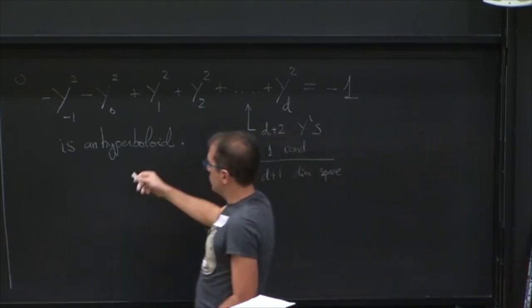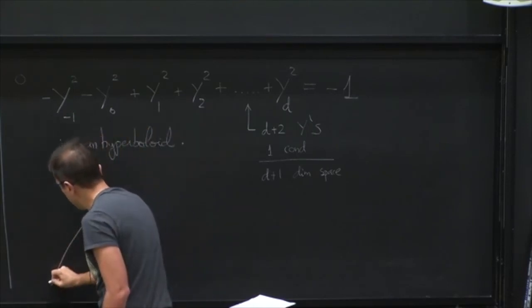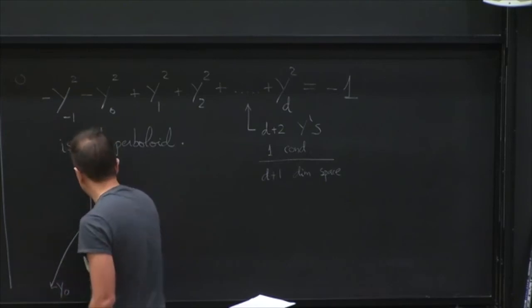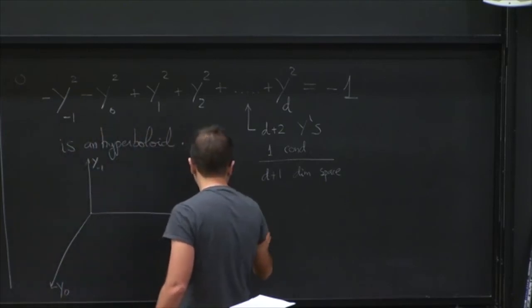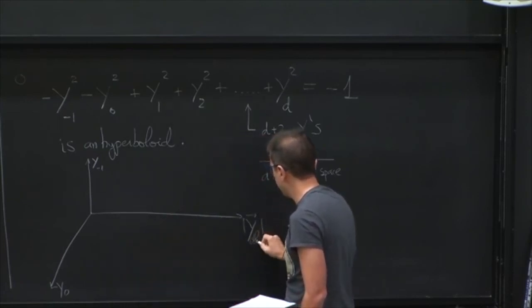So let's plot it to just see that it's a hyperboloid. By plotting, I have to choose which axis to plot. I will plot the axes y minus 1 and y 0, and then here I plot all other y's. So I'm plotting the magnitude of the other y's.